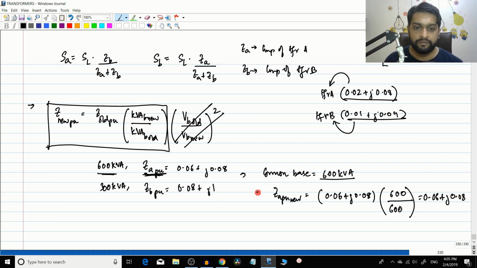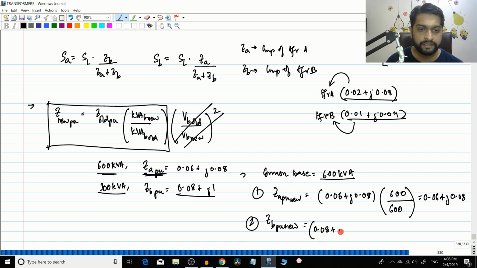Now, this is for the first transformer. For the second transformer, Z B per unit new has been found using another base, 300 kVA. Now you have to bring it to 600 kVA. So that will be equal to the old per unit value, which is 0.08 plus j1, multiplied by new kVA, which is 600 kVA, divided by old kVA, which is 300 kVA here. That is equal to 0.16 plus j2.